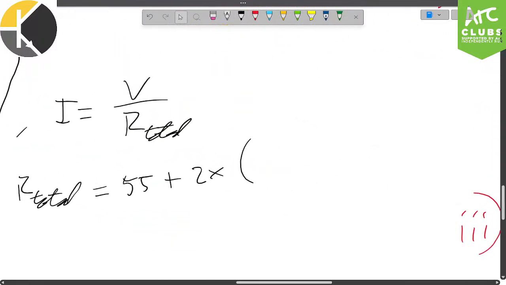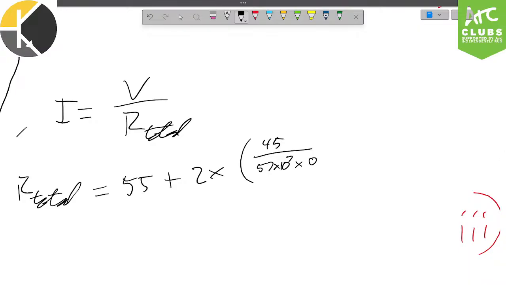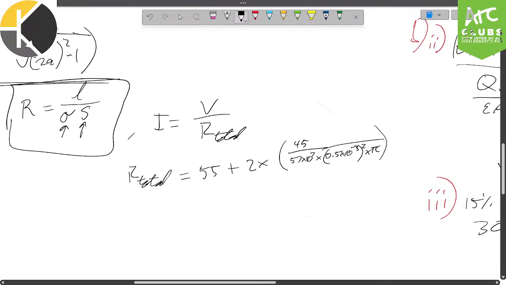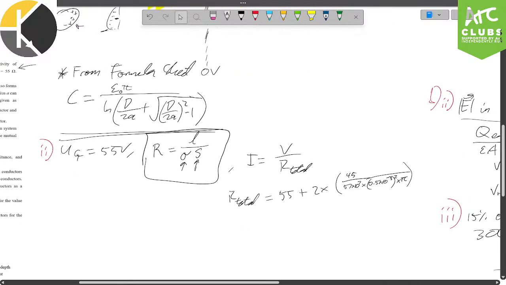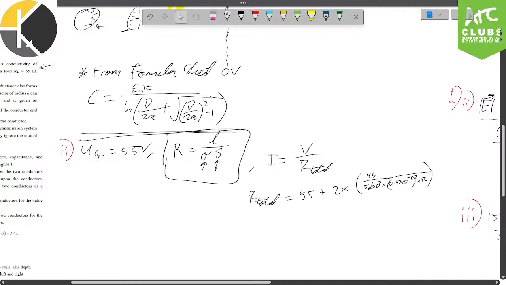All right, so let's do this. 45 meters on, I believe that was 57 times 10 to the 7 times 0.5 times 10 to the minus 3, so half a millimeter squared times pi, because it's assumed cylindrical, and there we go. That's the total resistance. 5.6, my bad. There we are. And there we have it.